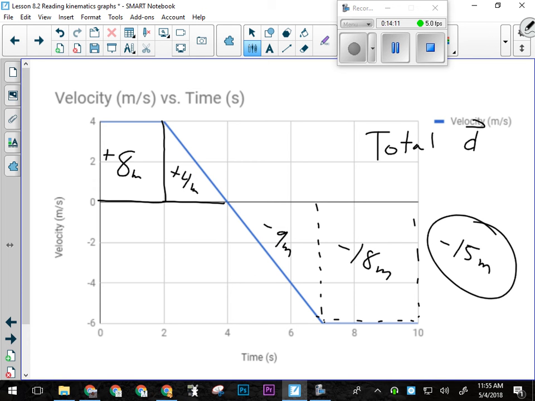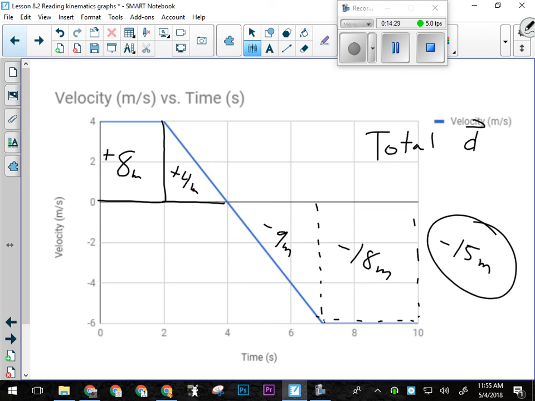The question was calculate the acceleration during the part where there was accelerating, and the second part of the question was calculate the total displacement. All right, so I'm not going to ask you anything different this year, just a slightly different graph, but that's the kind of thing you're going to be asked.